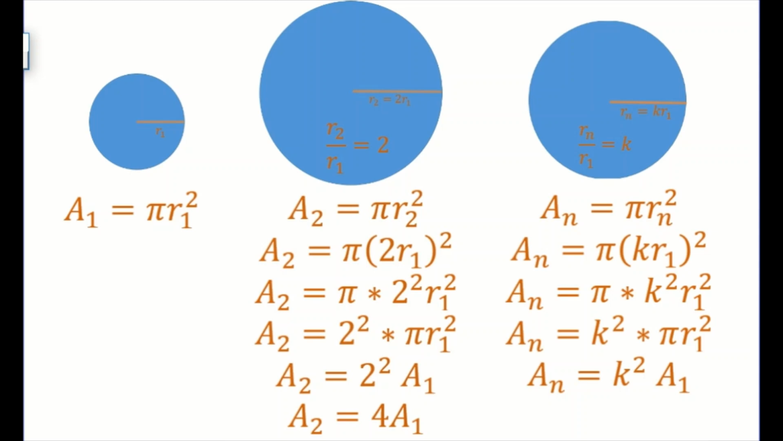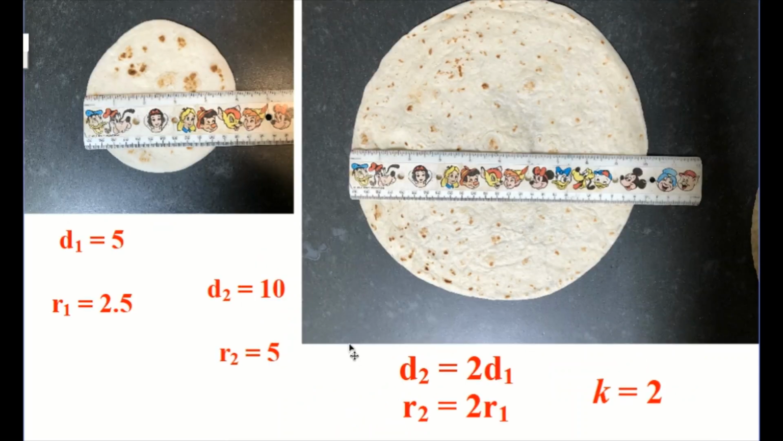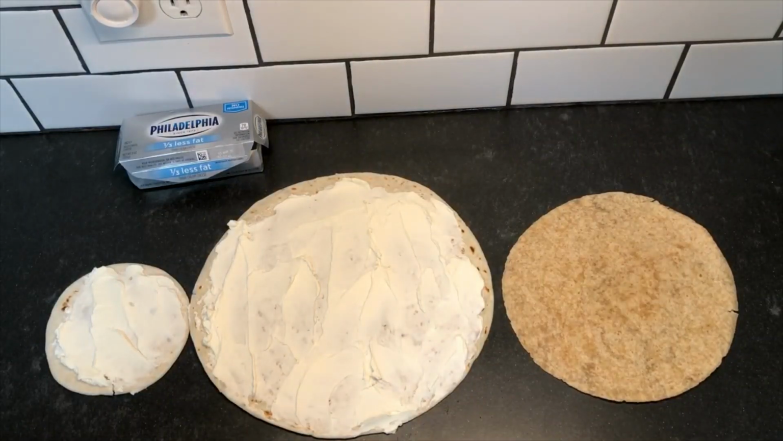Going back to our original problem, how much more cream cheese is on the bigger tortilla than on the little tortilla? Well, the scale factor is 2 to 1 because the lengths are twice as long. Then the scale factor is 2 to 1. You square that, you get 4 to 1. There's 4 times as much cream cheese on this one as there is on this one. So now we know.